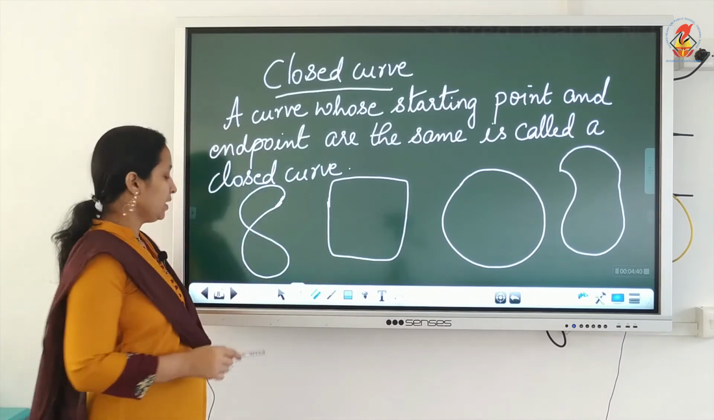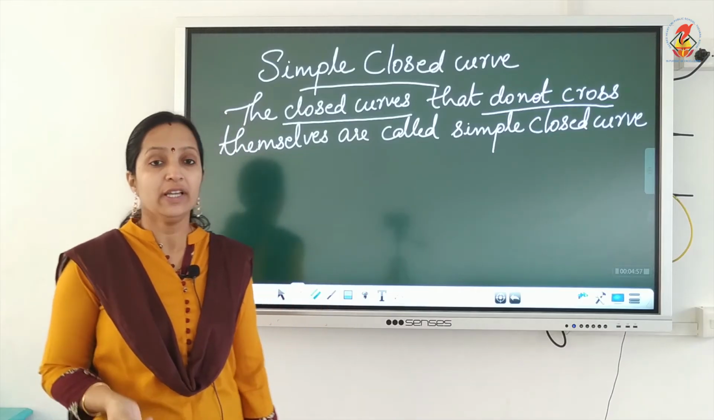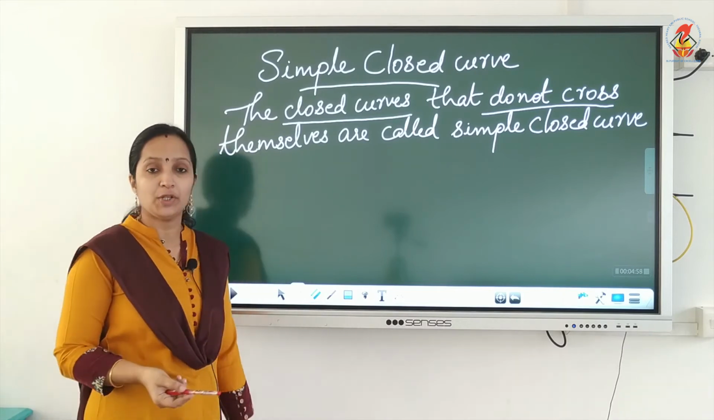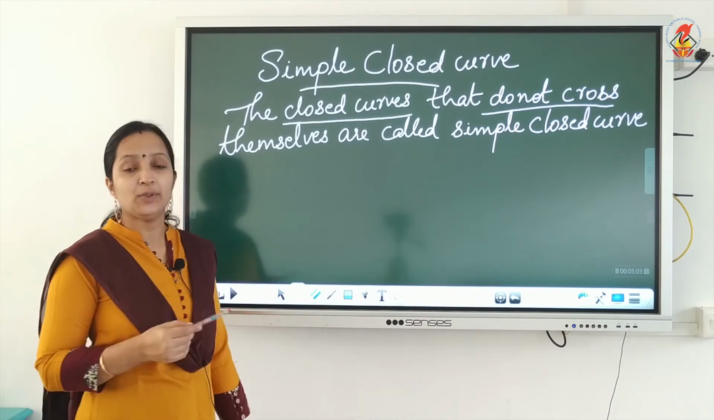Okay, children. Now, the next topic is the simple closed curve. Simple closed curve means what? From the name itself, the word closed is there. The closed curve which does not cross itself. We already learned: simple curve means a curve which does not cross itself. So if it is a simple closed curve, it is a closed curve that does not cross itself.